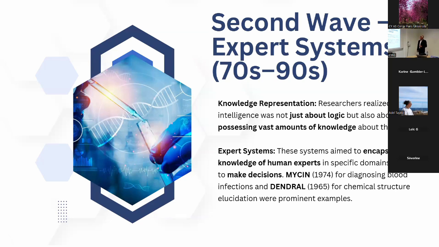So the idea was to use knowledge representation. And from that time, we are talking about the 70s, people realized that artificial intelligence research could not be just about logic. It had to process vast amounts of knowledge about the world. So you see the seed of ChatGPT, of collecting all the data, was already there.